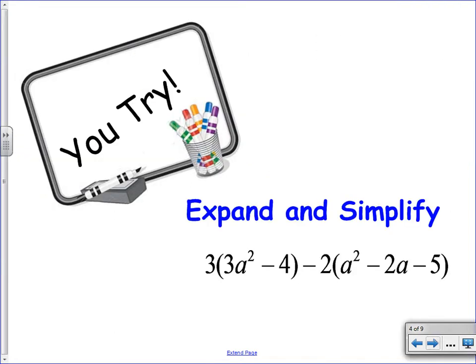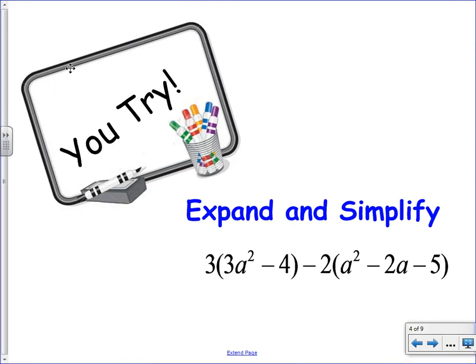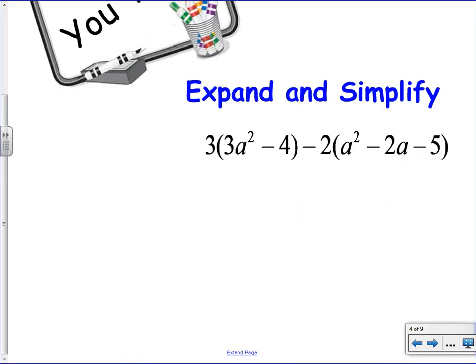All right, I want you to try this one out on your desk. Okay, let's see how you did or how you would do if I ask a question like this on a quiz on Thursday. So, Vanessa, what was the first thing that you did here? You would multiply the first bracket by 3. Good. So what do I get when I multiply that in? 9a squared minus 12. Good.